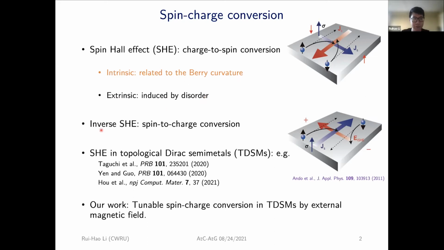And conversely, there's also the inverse spin Hall effect, which does the opposite, as the name suggests, converting a spin current to a charge current. There have been several recent works on the spin Hall effect in various topological Dirac semimetals, including these three references here. Along this line, we would like to ask whether or not we can have tunable spin charge conversion in this class of materials. And we find that by simply applying an external magnetic field, we can achieve this goal, which I'm going to tell you in this talk.